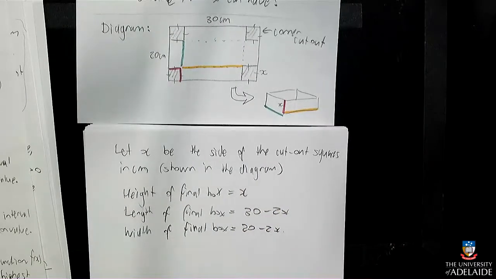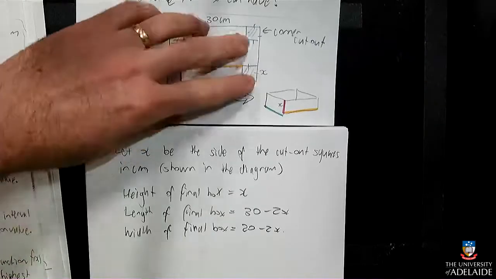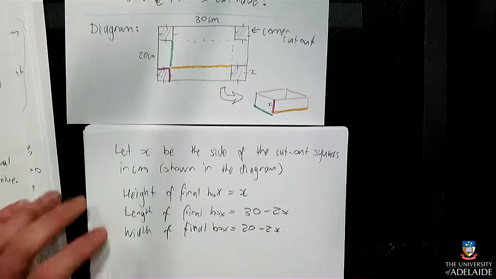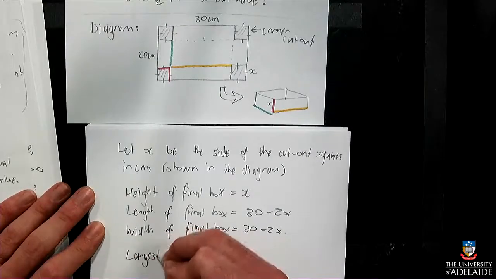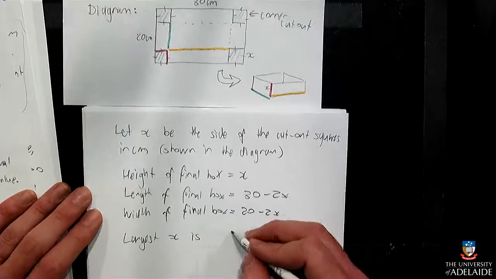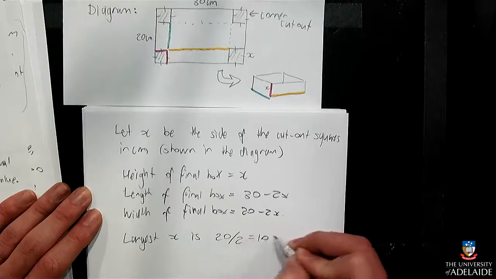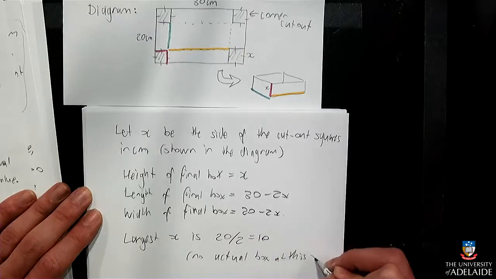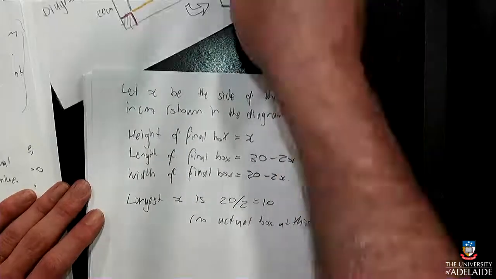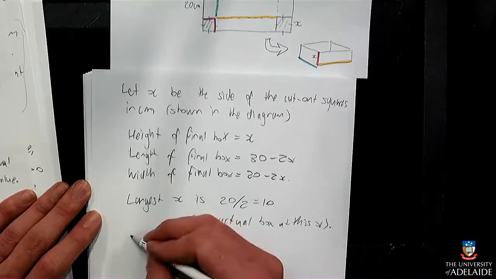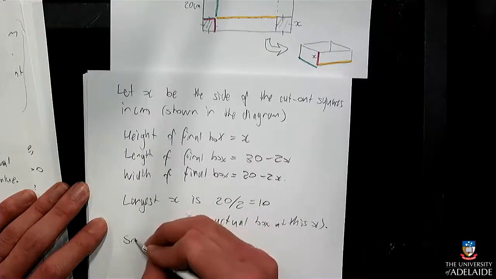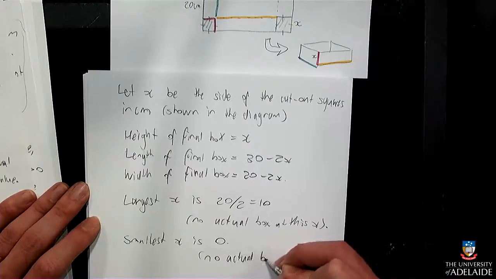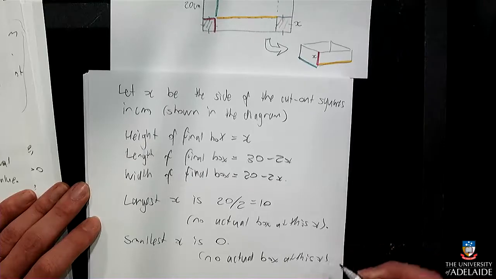Now, if that x is too big, I'm not going to be able to cut it out. The biggest that this x could possibly be would be to go all the way to the middle and you cut out stuff from both. And you won't actually be able to make a box then, but that's as far as it can go. So the largest x is 20 divided by 2, which is 10. But no actual box at this x either. Okay, and the smallest x would be to not cut anything out at all, or we could cut a really teeny tiny one and make a really shallow box. Smallest x is 0, but again, no actual box at this x either.